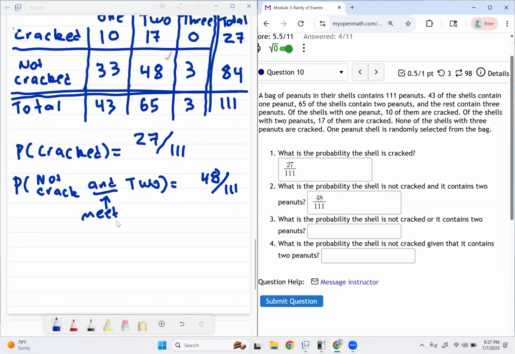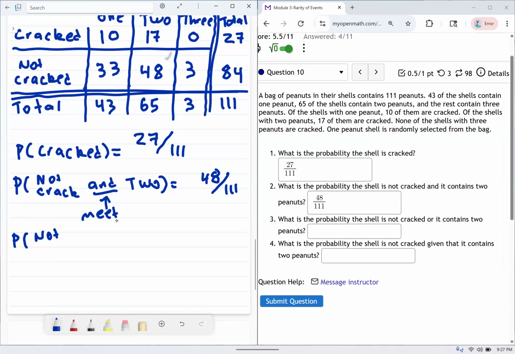In the next part, it's looking at the probability of not cracked, and or gives you more options. Or means add up everything in the first option with everything in the second option. Not cracked or has two peanuts. So I would take all of the not cracked, the 33, the 48, and the 3, and all of the 2, and I would add all of those numbers together. So I would have the 17 plus the 33 plus the 48 plus the 3. I'm going to divide it by the overall total of 111.